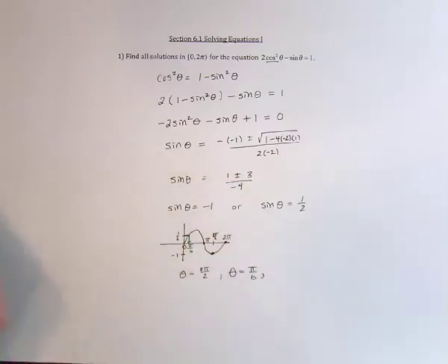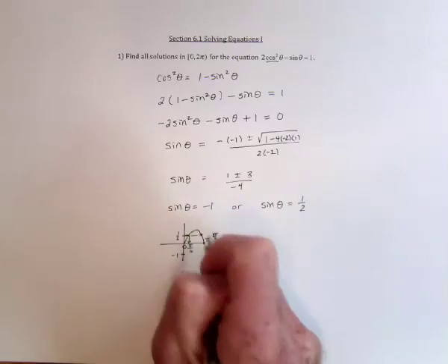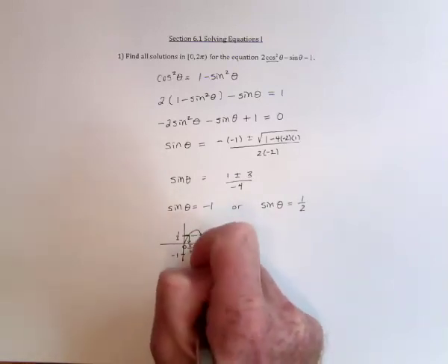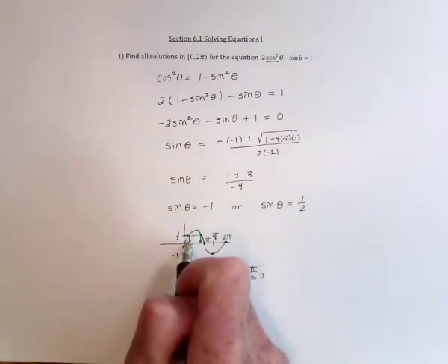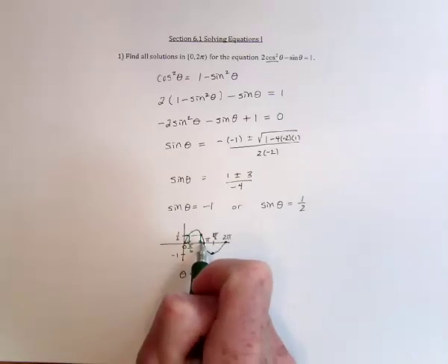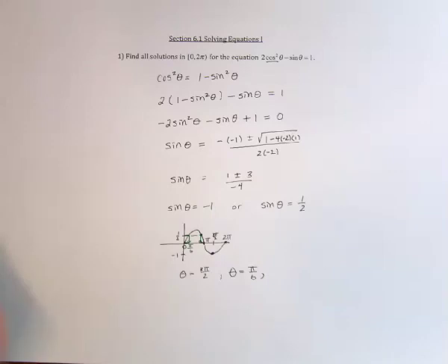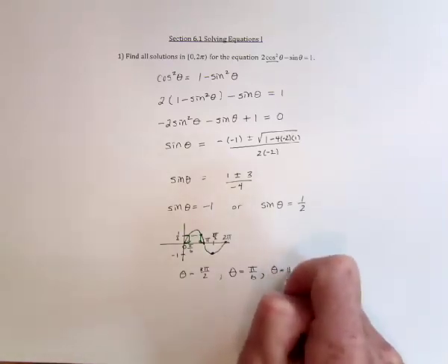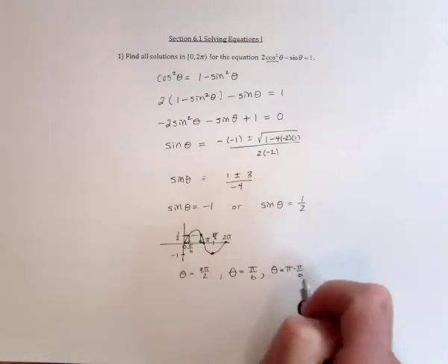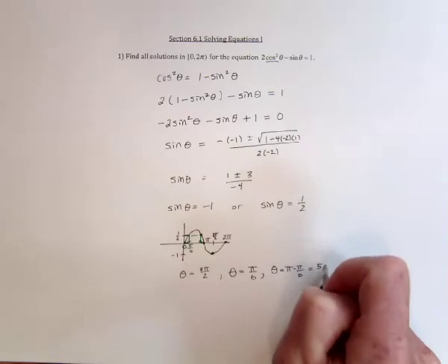And now we need one other solution. When you go over to the graph over here, it's also at a height of 1/2. And then it's just to the left of pi. And since it's a symmetric graph, this length is pi over 6, so this has to be a length of pi over 6. And so it's going to be pi minus pi over 6. So the third solution, pi minus pi over 6, is 6 pi over 6 minus 1 pi over 6, so it's 5 pi over 6.